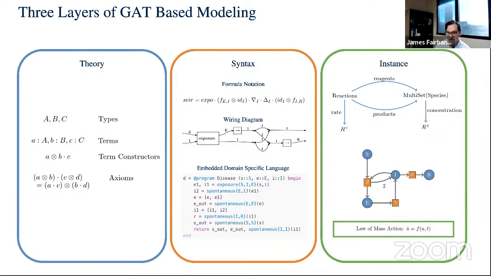The formulas are easy to manipulate with term rewriting. The wiring diagrams are easy to visualize, and you understand what these formulas mean by drawing pictures of them. And then the domain-specific language is easy to write. Programmers are very familiar with how to write programs. It's their whole gig. And so that's much easier than writing these point-free notation tensor product formulas.